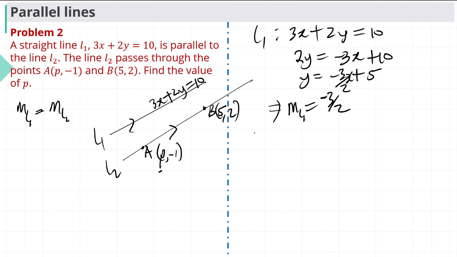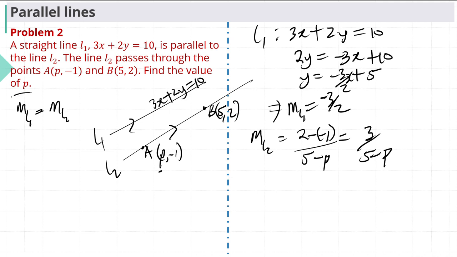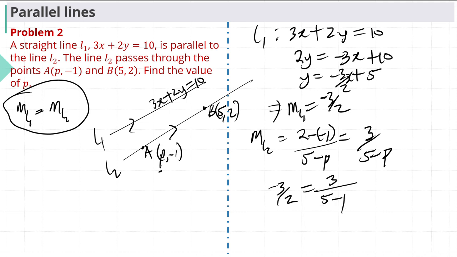Then how do we find the gradient of L2? Gradient of L2, we do change in y, y2 minus y1, divided by x2 minus x1. And that gives, making use of the condition for lines to be parallel, that the two gradients are the same, we write -3 divided by 2 equals the other one, 3 divided by 5 minus p.